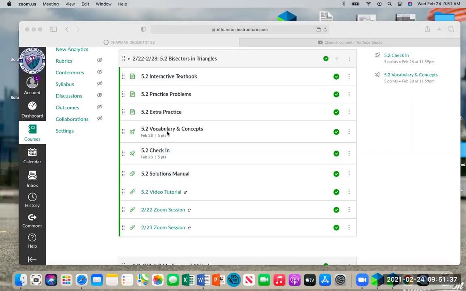The two assignments that are due Sunday night by 11:59 p.m., the vocab and concepts and the check-in, are there. Just make sure for the vocab and concepts you have your book out, right? All that information is coming straight from your book.